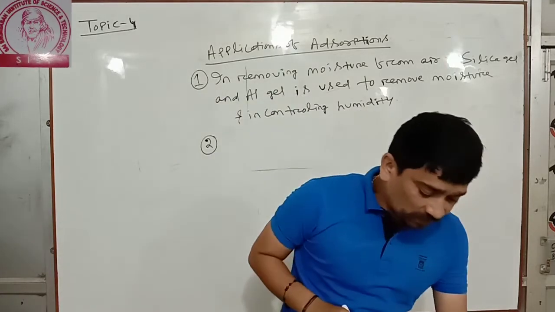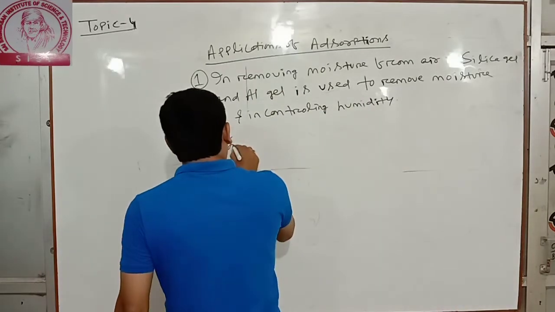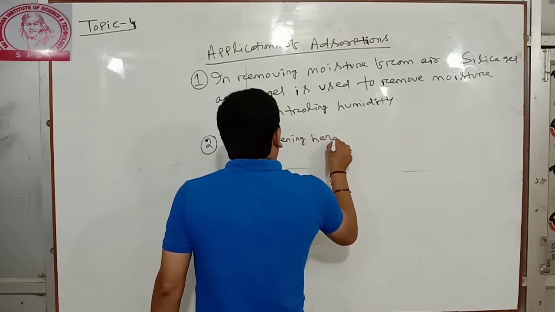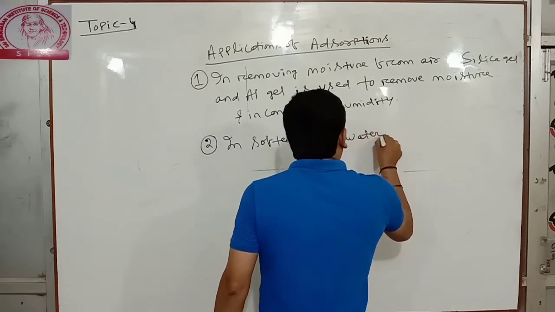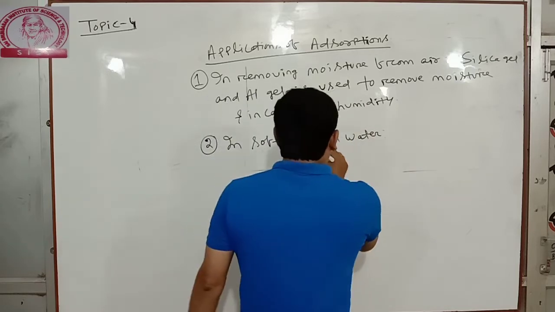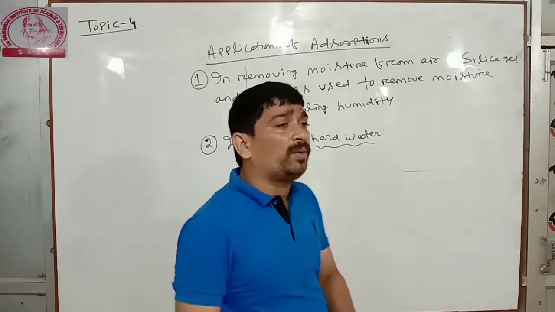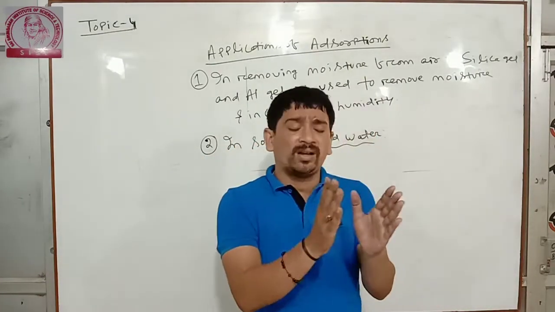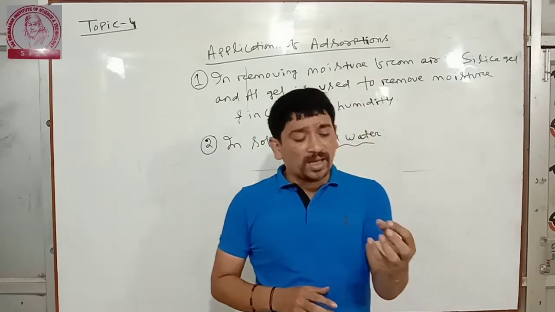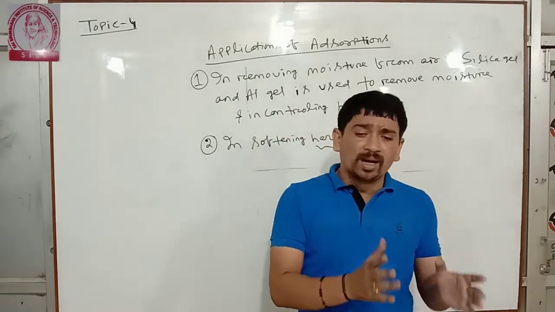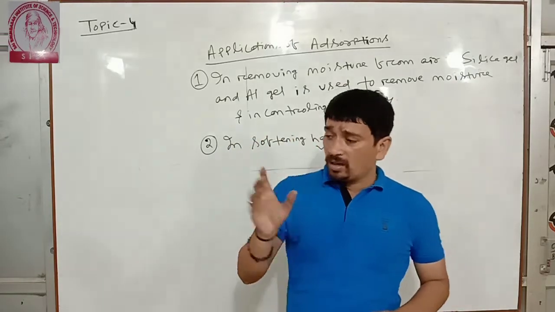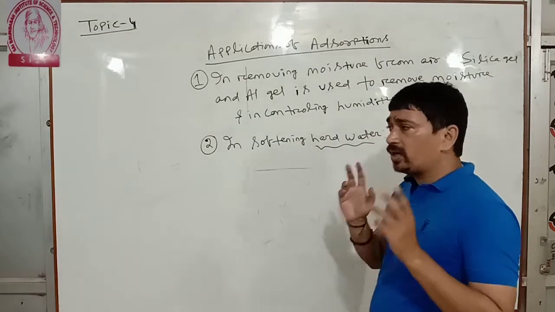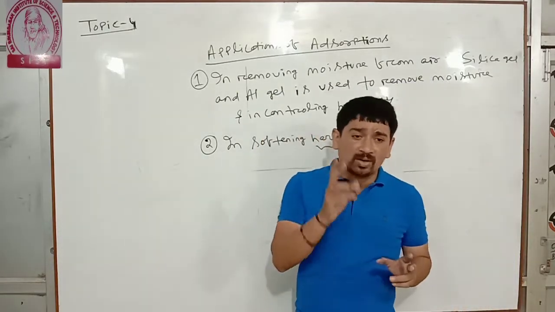Second application, in softening hard water. So what is hard water? You cannot distinguish which water is hard water and which is soft water. There is no clear distinction between them. By looking at the water, you cannot predict which is hard and which is soft. Simply, the water which contains the salts of calcium and magnesium is called hard water.